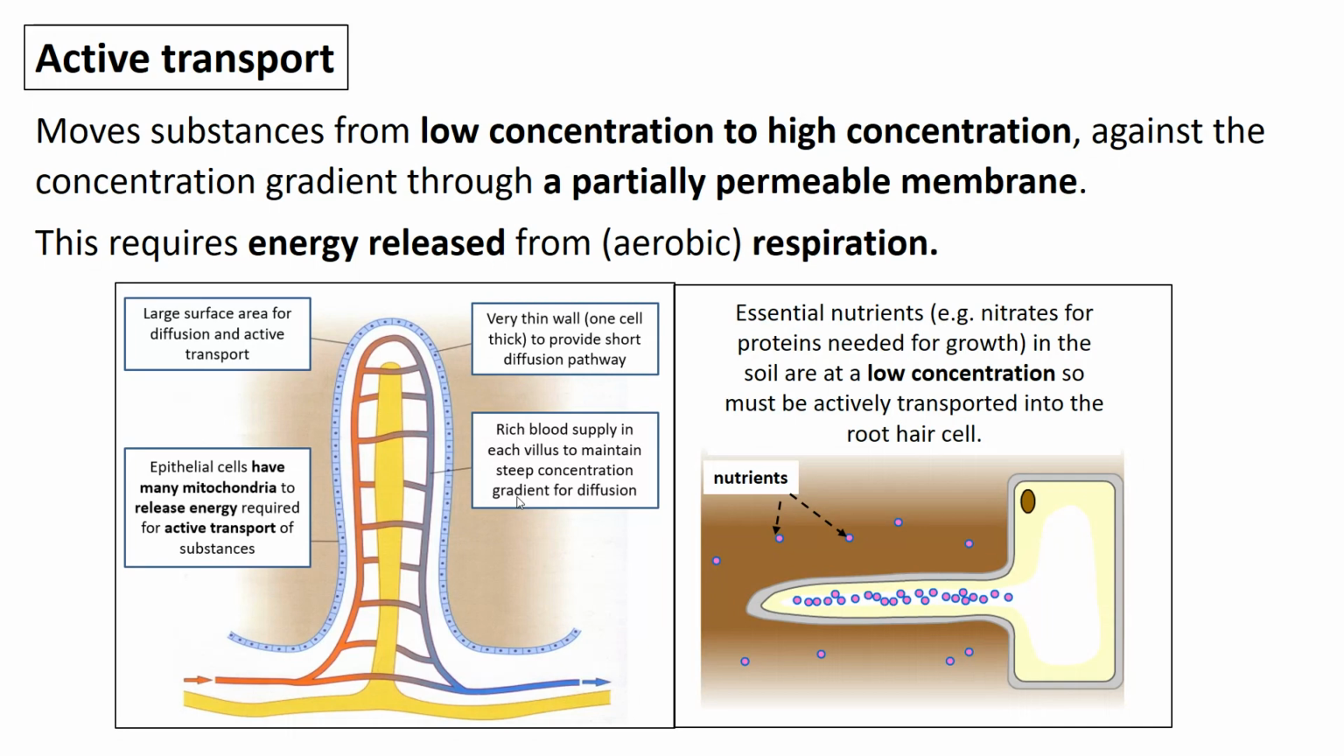So cells like those you'd find in the villus will have lots of mitochondria to release the energy needed for active transport. Or cells like root hair cells, which require active transport to move the nutrients from a low concentration in the soil to a high concentration in the cell, they would have many mitochondria because they would need the energy to be released for the active transport to take place. So that's often a clue. If a cell has a lot of mitochondria, it might mean that it needs a lot of energy to be released for active transport of molecules against their concentration gradient.